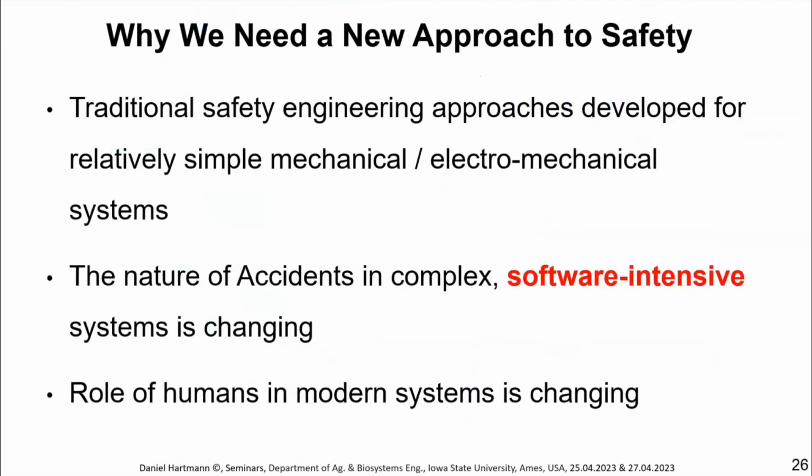Okay, so we need a new approach to safety, because traditional safety engineering approaches were developed for relatively simple mechanical or electromechanical systems. I will illustrate it in a few slides. The nature of accidents in complex software-intensive systems is changing. Yes, we have different types of accidents now, and the role of humans in modern systems is changing. And I know that you are dealing a lot with the human aspect of safety, and I'm sure you are talking about it.